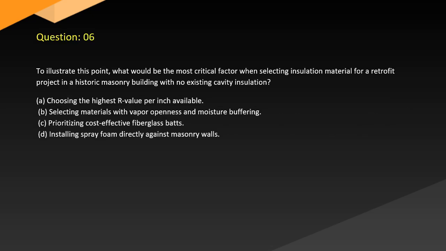Question 6. To illustrate this point, what would be the most critical factor when selecting insulation material for a retrofit project in a historic masonry building with no existing cavity insulation? A. Choosing the highest R value per inch available. B. Selecting materials with vapor openness and moisture buffering. C. Prioritizing cost-effective fiberglass batts. D. Installing spray foam directly against masonry walls.